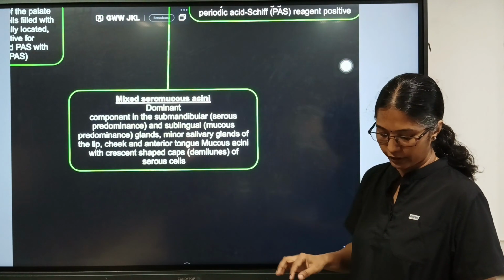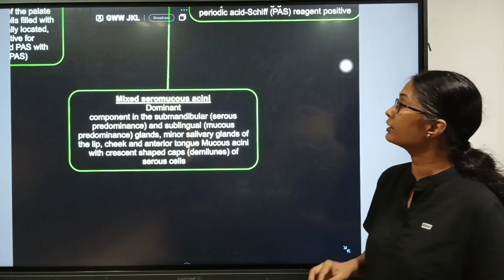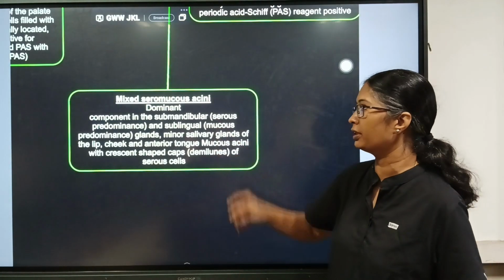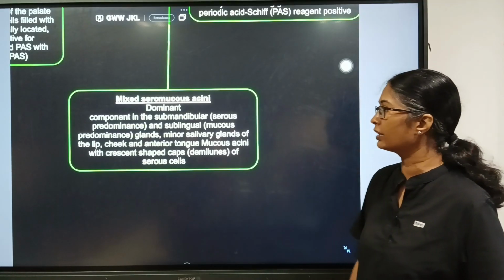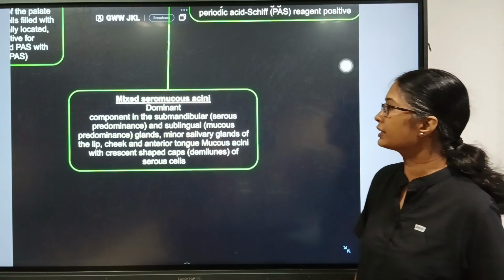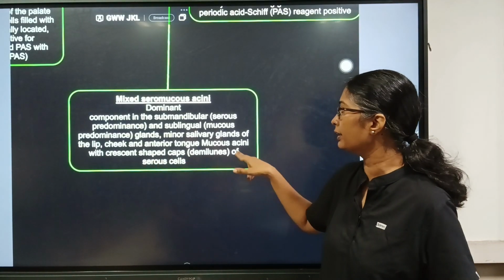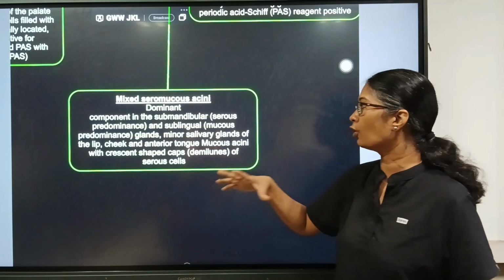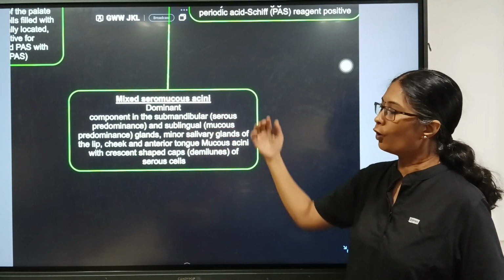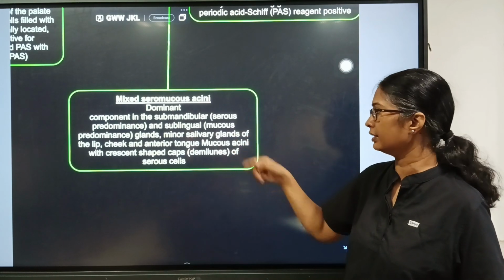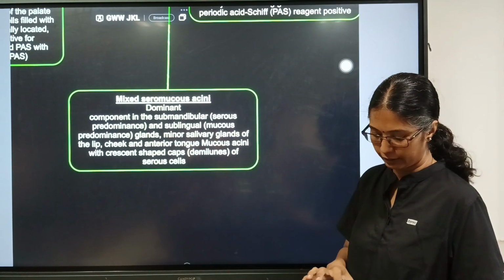And the mixed seromucous acini are the dominant components of the submandibular salivary gland and the sublingual glands, and of the minor salivary glands of the lip, cheek and anterior tongue. These are mucous acini with crescent-shaped demilunes of serous cells. So this mixed seromucous acini will always have a mucous acini on which the demilune of the serous cell will be present, as shown in the picture.